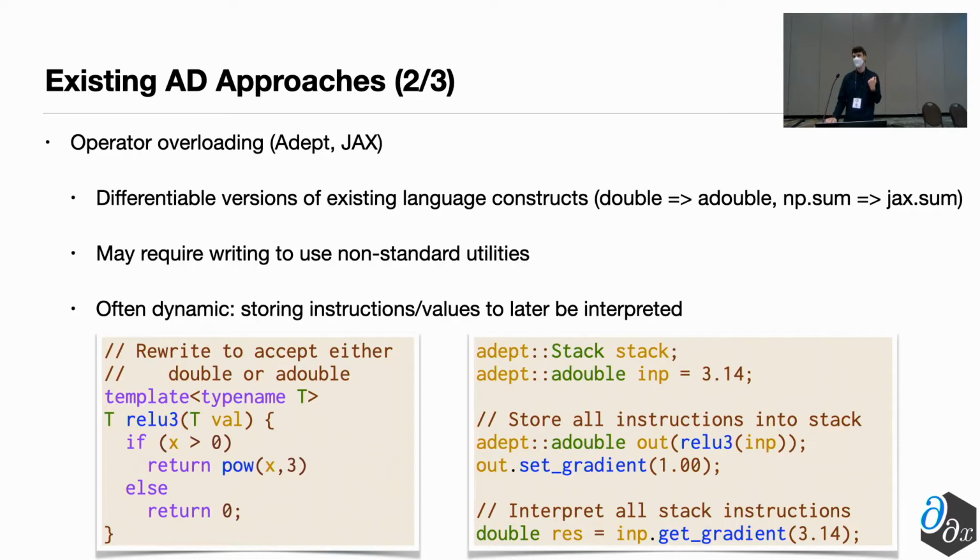Now, of course, these special operator overloading tools may not exactly match all of the types of programs that you have originally. For instance, JAX doesn't necessarily support all of the linear algebra within NumPy, so you still may need to do some rewriting. However, the much bigger problem here that tends to occur in practice is that these tools store the individual instructions that are executed and then later interpret those instructions, which can be quite slow in practice.